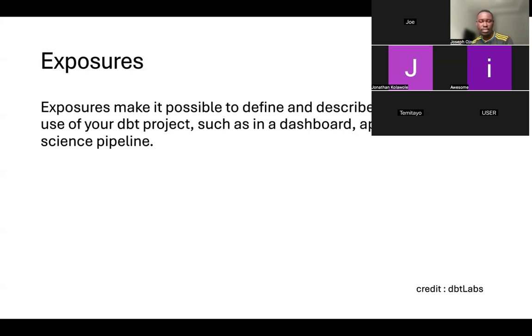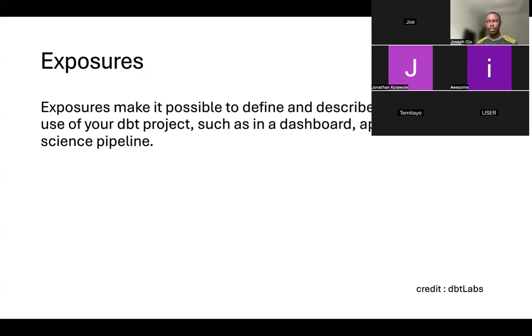You define, okay, this is the dashboard, this is the owner, this is the link, and these are the models it depends on. And DBT intelligently just builds out the lineage. And another thing that exposure helps someone to do is that now you can also use it to do selection.